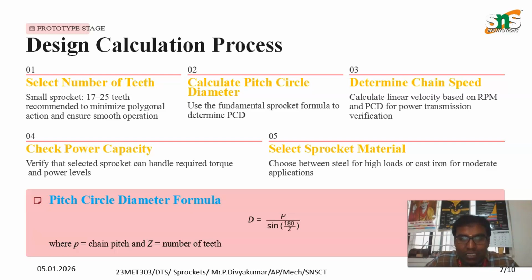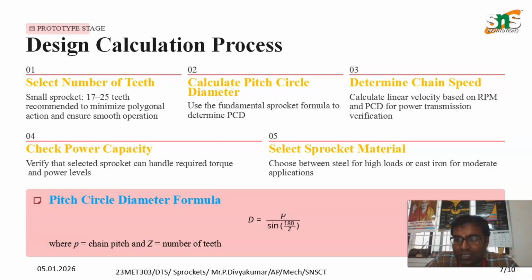And then we need to calculate the pitch circle diameter by using the formula D equal to P divided by sine of 180 divided by T, where P is the pitch of the chain and T is the number of teeth. Next we need to determine the chain pull. For that we need to find the power transmission, P, which is equal to F into V, where F is the chain pull and V is the chain velocity. In order to determine the chain velocity, we already know the formula V equal to pi dN divided by 60, where d is the diameter and N is the speed.